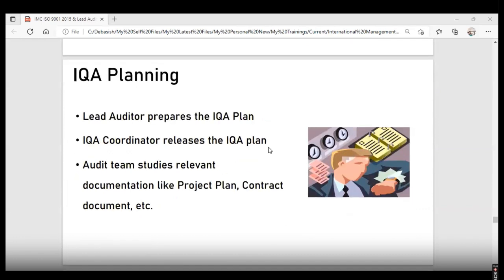IQA planning. The lead auditor ideally prepares the IQA plan. An IQA coordinator in the organization releases the IQA plan. If there is no IQA coordinator in your organization, even the lead auditor or a senior auditor within the organization can release the IQA plan. The audit team studies the relevant documentation like the project plan, contract document, etc., so that they understand in what context and from what perspective they will be doing a particular audit.